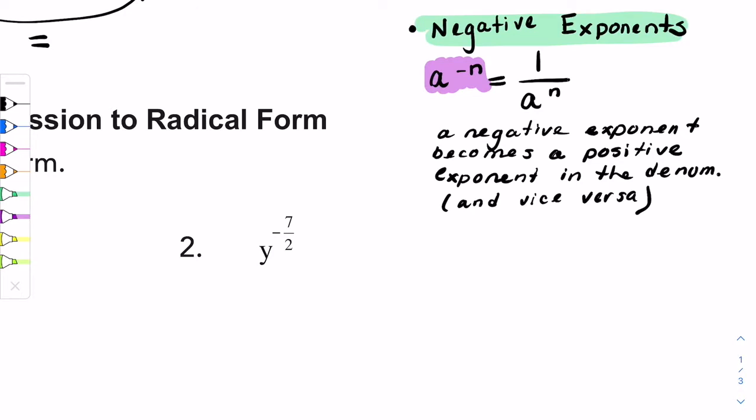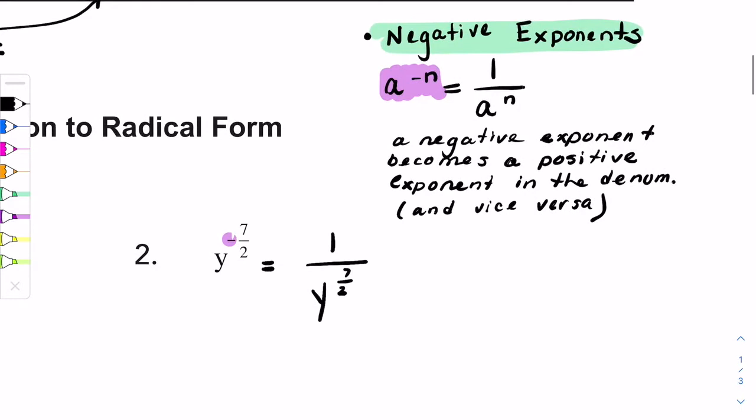So looking at example number 2, we have y raised to the power of negative 7 over 2. Right away, I notice I have a negative exponent, and we can't have that. So I'm going to rewrite this as 1 over y to the power of 7 over 2. Now I have a positive exponent, but it's in the denominator. So this is going to be rewritten as 1 over the square root, because the denominator is 2 and that's the index, of y to the 7th power.